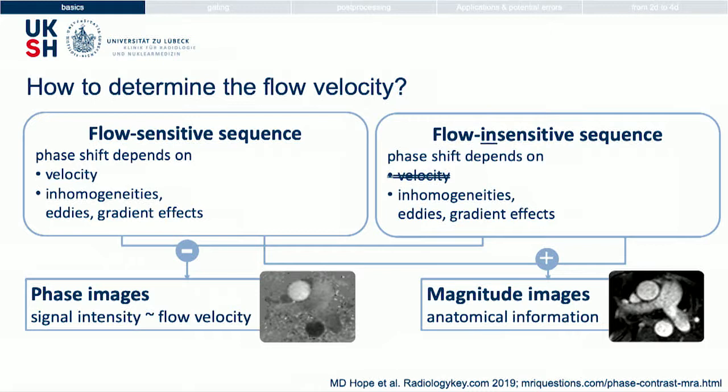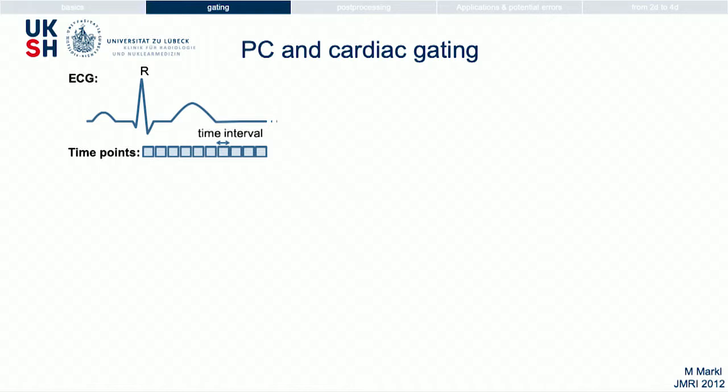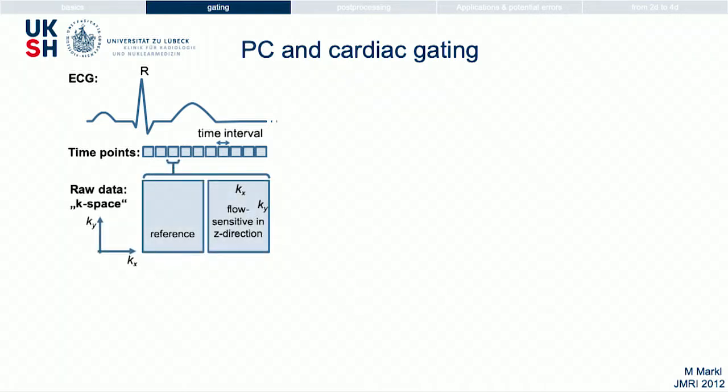So now you've got the image, but you know the heart is beating, there's a cardiac cycle, there's different flow at every time point during the cardiac cycle, and you want to measure that. So what you need is cardiac gating. And to acquire images during the cardiac cycle, you divide the cardiac cycle in several time points, in several time intervals. And for each time interval, you measure the reference scan, the flow insensitive scan, and the flow sensitive scan, and you collect your data and put it into K-space.